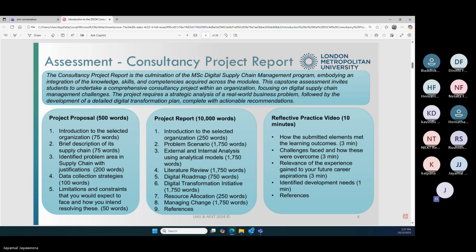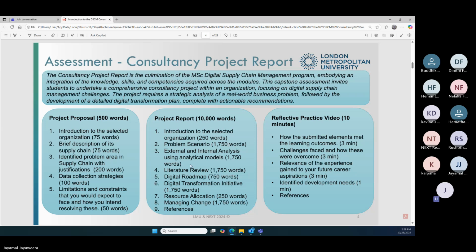Then the problem scenario, which is very important. That's 1750 words. So you will go into detail as you go along, and I'll explain to you the areas that need to be included in each of these sections. Not today, but we've got 2 more classes, and in those 2 classes I will tell you. But right now, what is important is for you to be very clear in your mind exactly what this supply chain problem is that you intend solving. So in a project report, once you give a brief introduction to the organization, you have to expand on the problem scenario. What is this problem? Why do you think it is a problem?